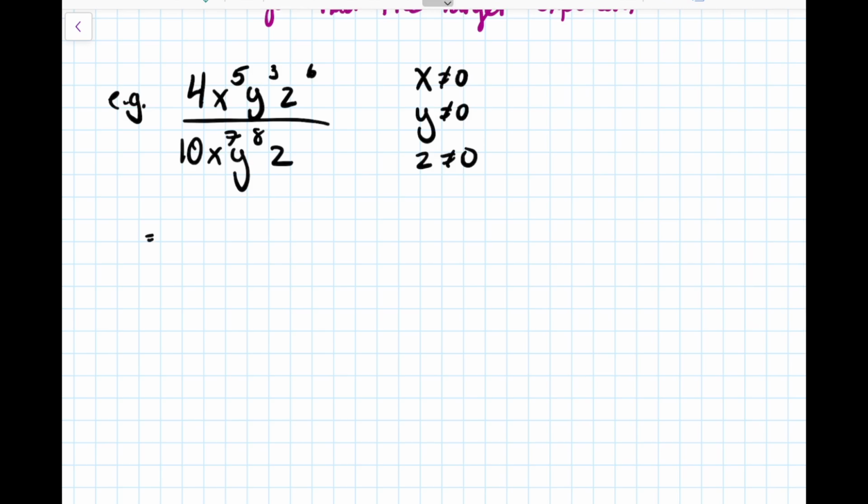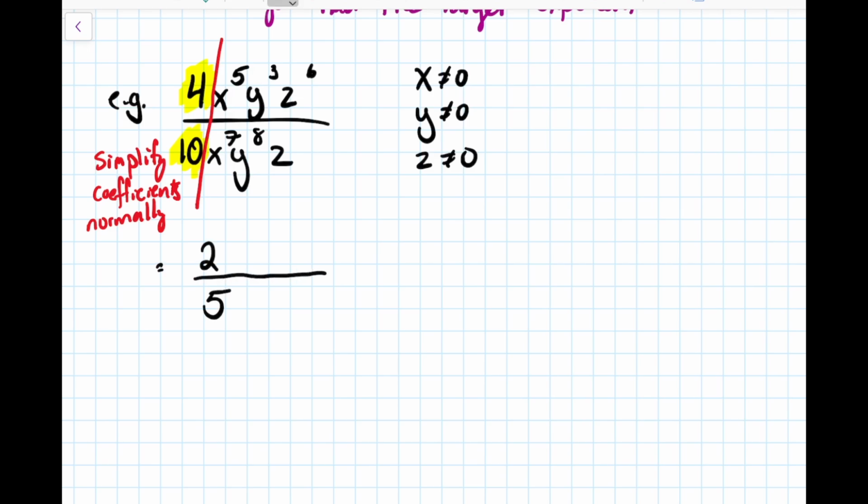So let's start with the coefficients. We've got a 4 and a 10. Don't try to use exponent laws on these. Don't subtract them. All you do is you just simplify these normally. Just imagine this was a fraction that was just 4 over 10. So just simplify coefficients normally. Okay, so 4 over 10, we can divide those both by 2, which is going to get us 2 over 5.